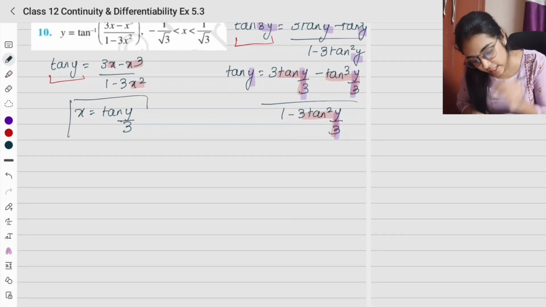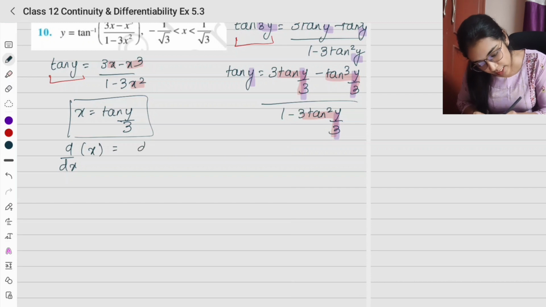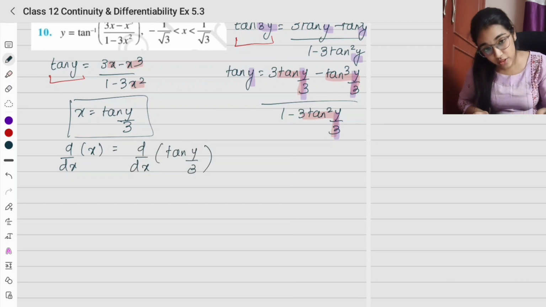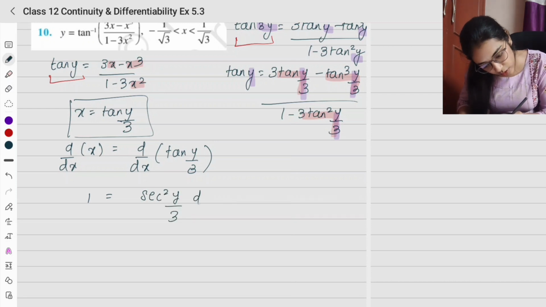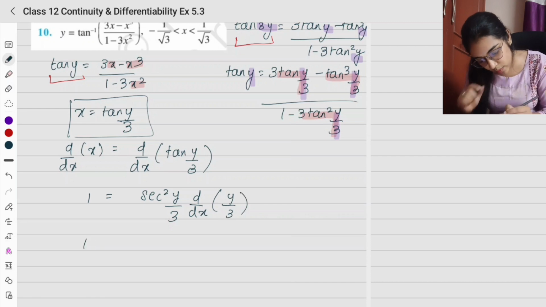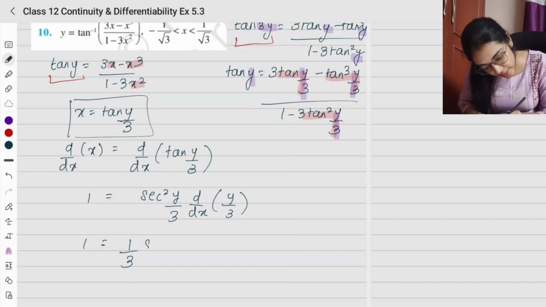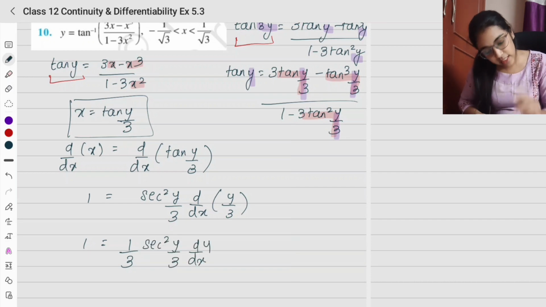Now, taking the derivative on both sides, I have d by dx of x is equal to d by dx of tan y divided by 3. So when we differentiate, d by dx of x is simply 1, equal to the derivative of tan, which is going to be secant square y divided by 3. But always remember to take the derivative of y by 3 also. Now 1 by 3 is a constant. So when I take that out, I'll have 1 divided by 3 into secant square y divided by 3, into the derivative d by dx of y.